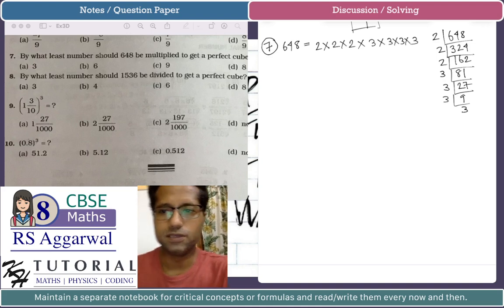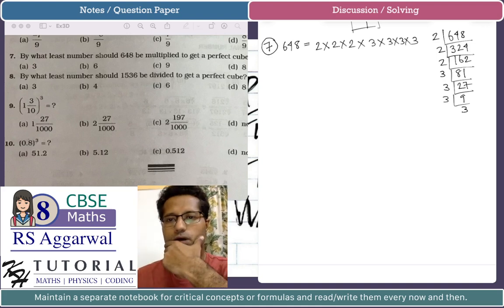So how do we find the least number that needs to be multiplied with the given number to make it a perfect cube? The steps are that we first do the prime factorization of the given number.